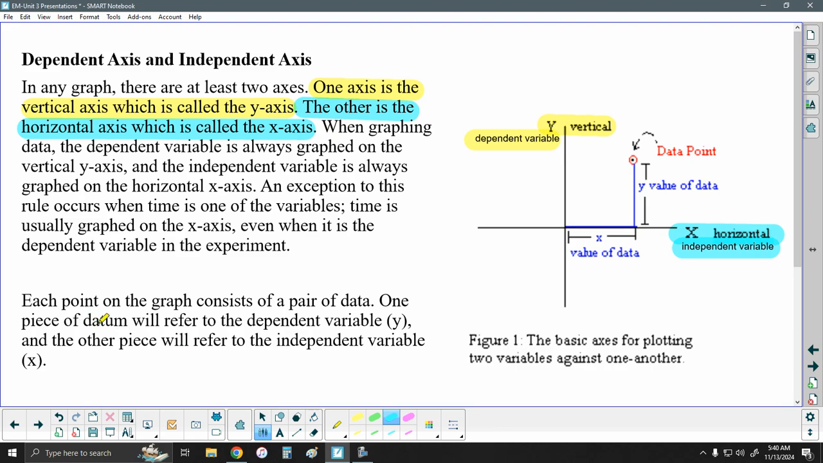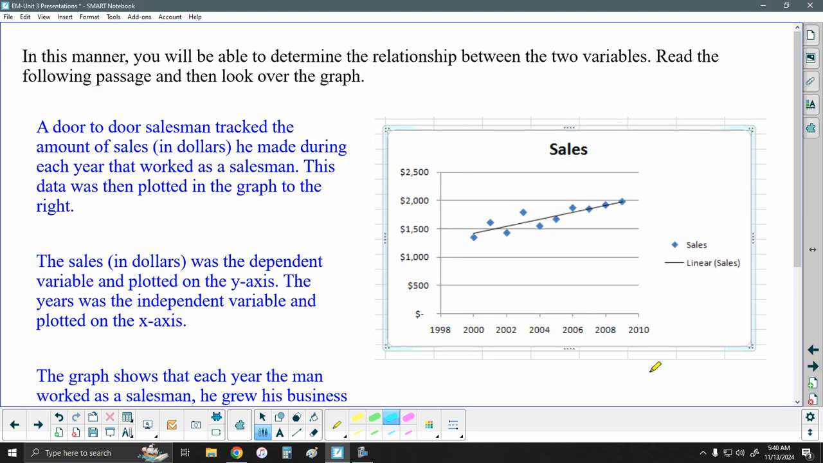Each point on the graph consists of a data pair. One piece of data will refer to the dependent variable and the other to the independent variable. And so we have our measurements of the independent variable, such as when we did our previous experiments, maybe the arc size from experiment 1. We would put down what we measured for that, and then we would plot going up the period, and then we would get our point on our graph. In this manner, you're able to determine the relationship between two variables.